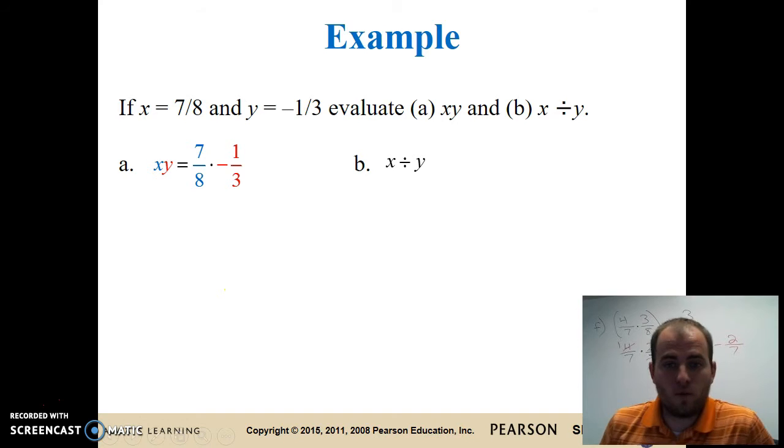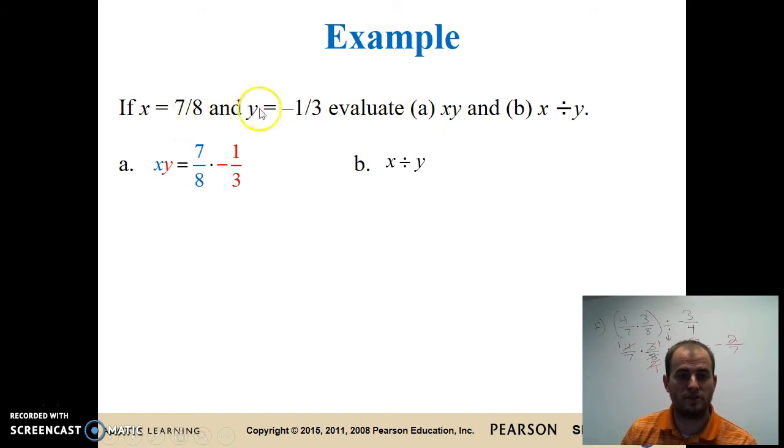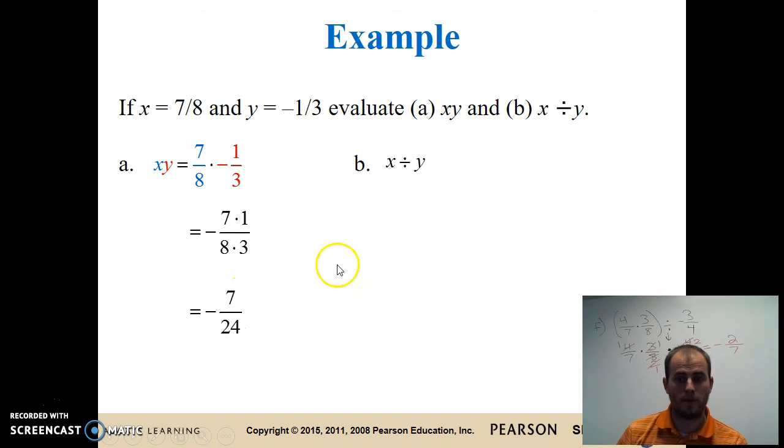Alright, here's an example with expressions. Evaluate xy if x is 7/8 and y is negative 1/3. So again, all that means is plug it in. Do 7/8 times negative 1/3. Use what we've learned, multiply straight across. You get negative 7 over 24.